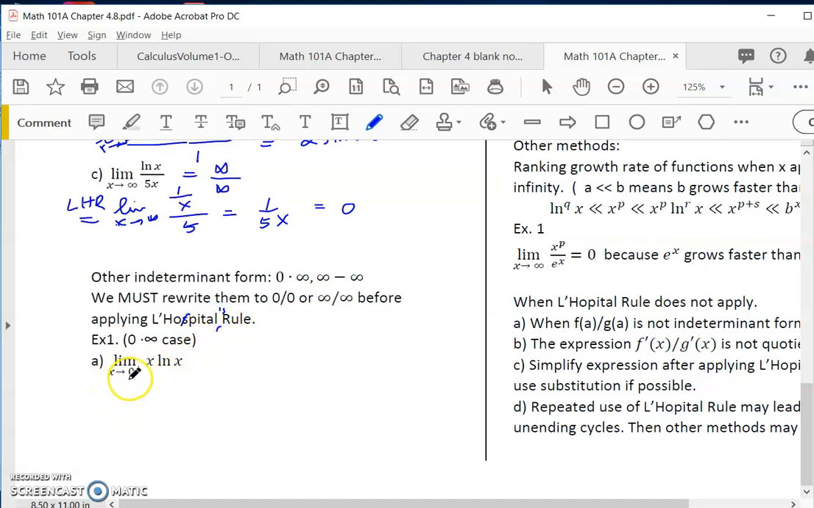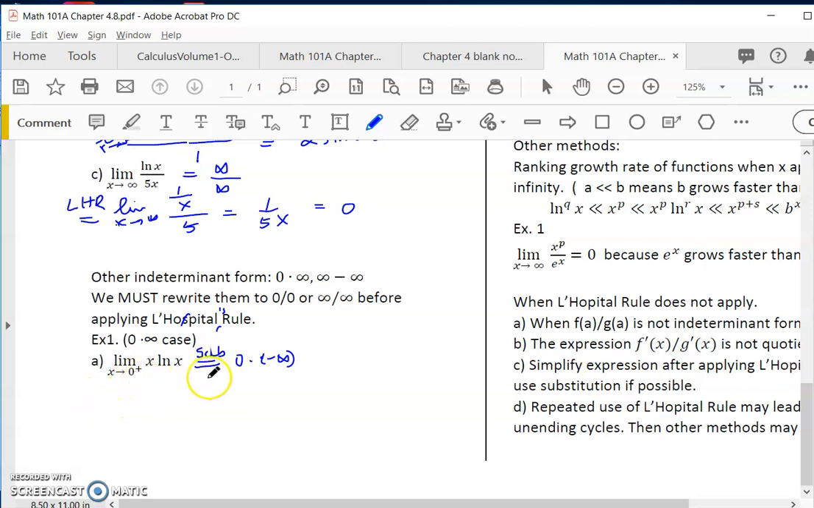Limit as x approaches 0 from the positive side, from the right side, of x ln x. If we do direct substitution, you would see that it is 0 times ln 0 from the positive side, which is negative infinity, right? So it's a 0 times infinity case. We can use L'Hopital's rule if we can rewrite it as a ratio of two functions.